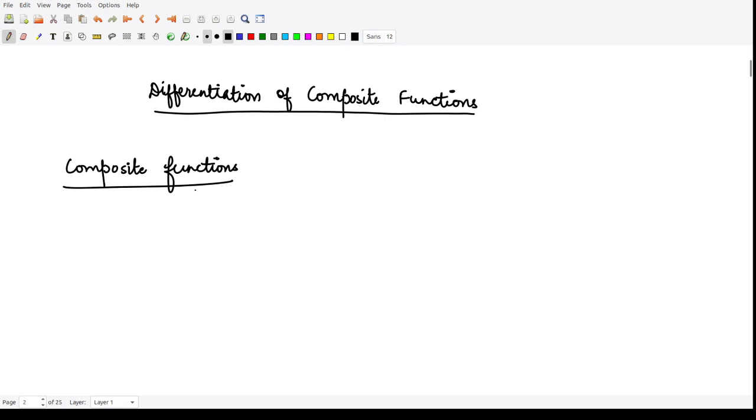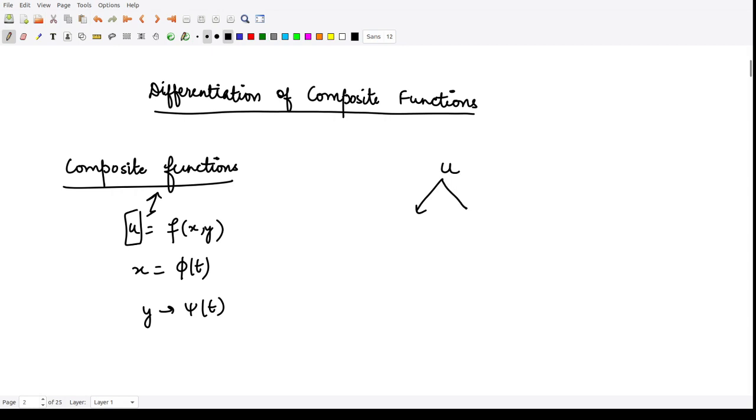Suppose you have some function u which is a function of x and y, and then again x is some function of t and y is some function of t. Then you can say this function u is a composite function. So we can make a diagram like this. u depends upon two variables x and y. Further, x and y both depend upon a single variable t.